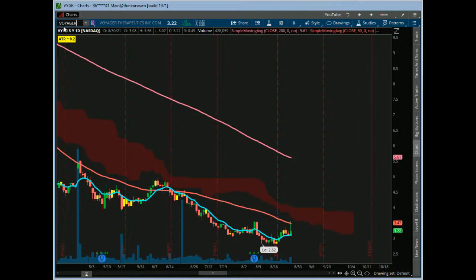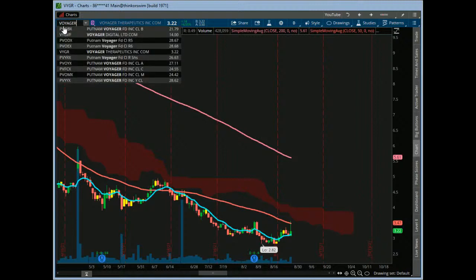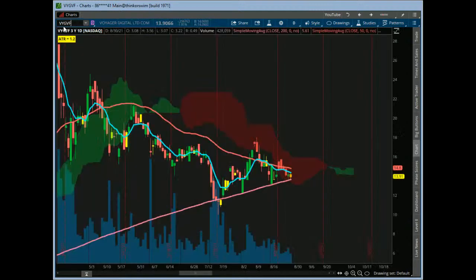So Voyager Digital, that's VYGFF. It looks like. And that's getting really, really tight in here too. It's kind of scrunched between all its moving averages here. So you can just see the moving averages themselves are making it look like a triangle. So pretty cool stuff there.